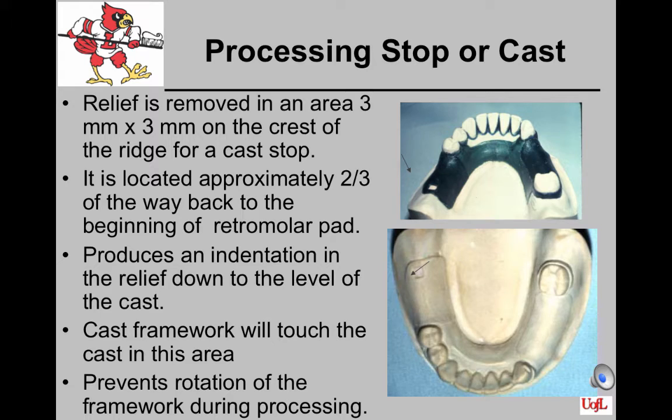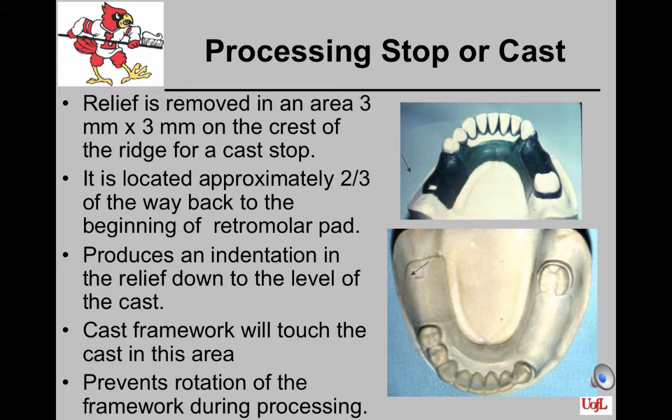The relief is removed in an area about 3 millimeters by 3 millimeters on the crest of the ridge where the processing stop or cast stop is drawn on the framework design. It is located approximately 2/3 of the way back to the beginning of the retromolar pad, which is where the usual base attachment ends on the mandibular. This will produce an indentation in the relief on the refractory cast down to the level of the cast itself. The cast framework will touch the cast in this area after it's fabricated.